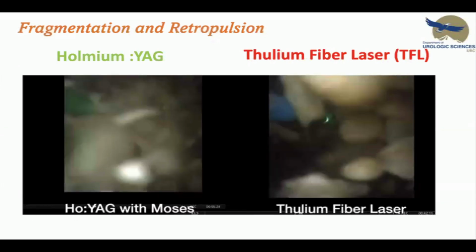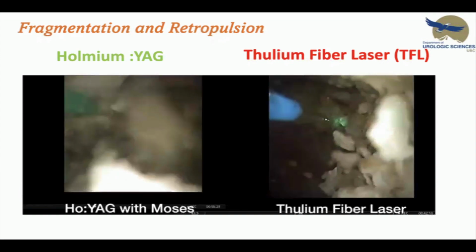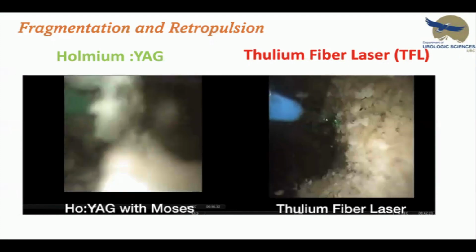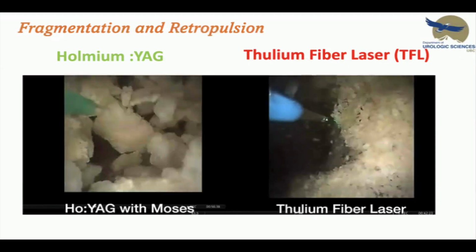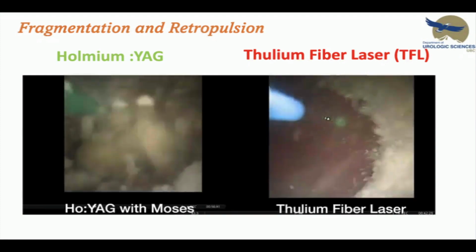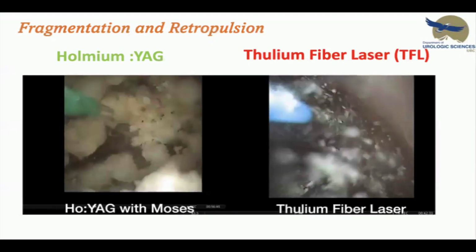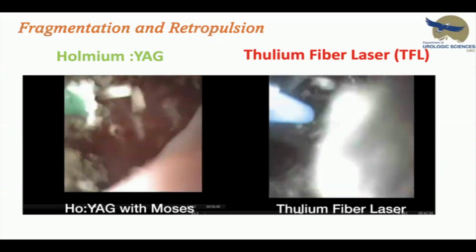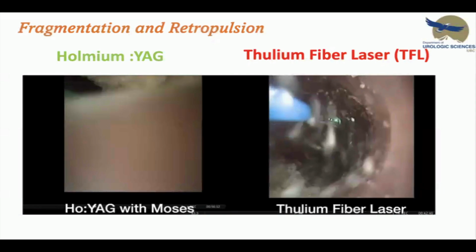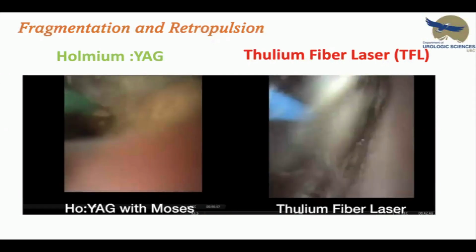Here we can see the difference. On the left is holmium YAG with Moses technology, and on the right is thulium fiber laser. You see how fine and small the dusting particles generated by thulium fiber laser are compared to holmium with Moses technology. By the way, this is the same patient, a case of nephrocalcinosis with massive stone burden.